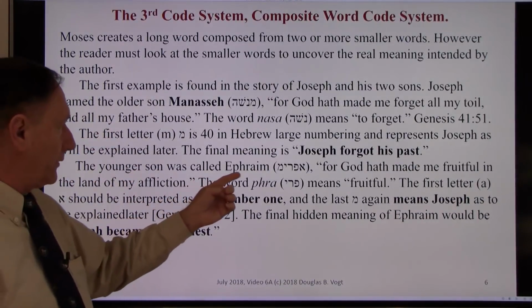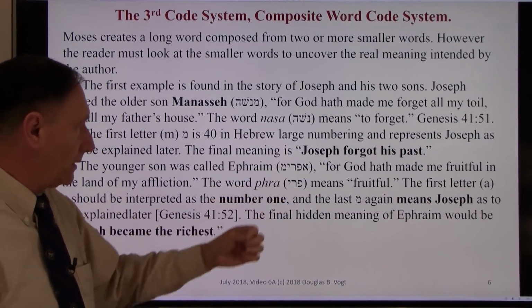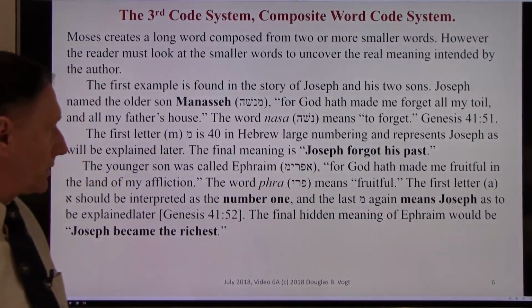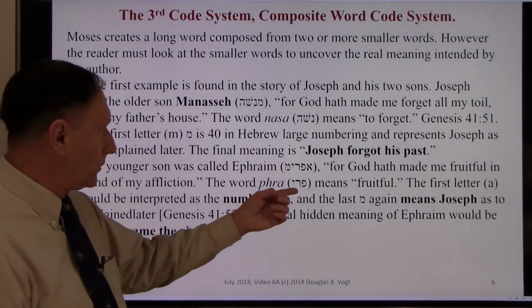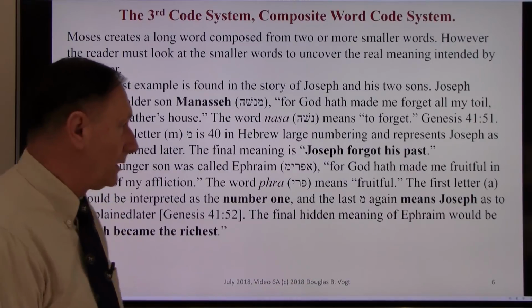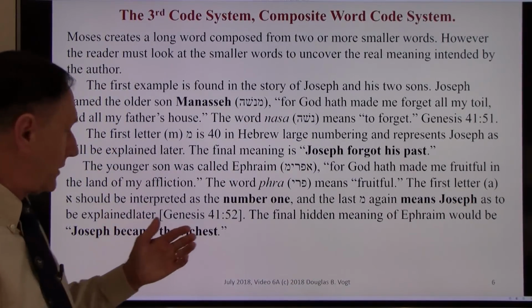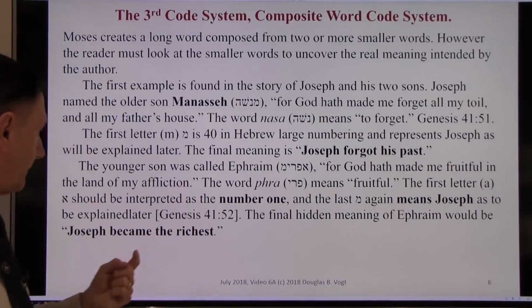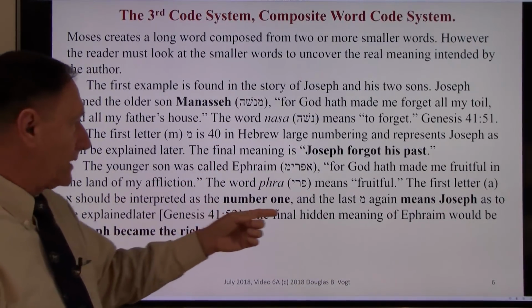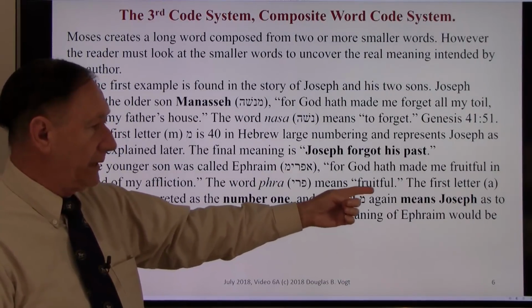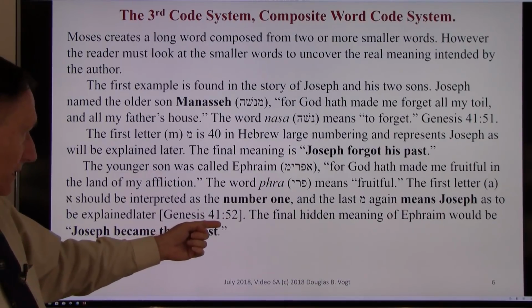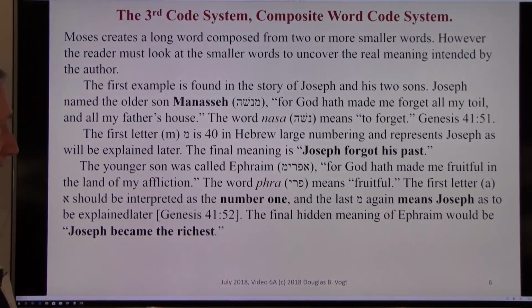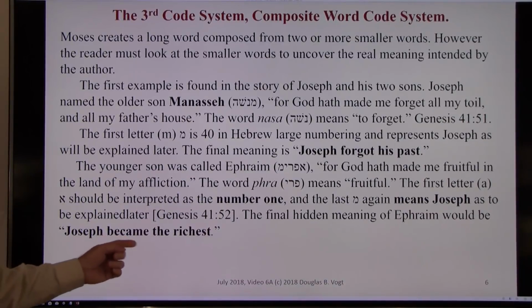The younger son was Ephraim. That's how it's spelled. And the traditional translation of the word is, "For God hath made me fruitful in the land of my affliction." Okay, the first part of the word means fruitful. Makes sense. The first letter you should take as the Aleph as first, one. The last one, the Mim, again, means Joseph. You'll understand why. So the final meaning of this thing, from here, 4152, is, the hidden meaning is Joseph became the richest.